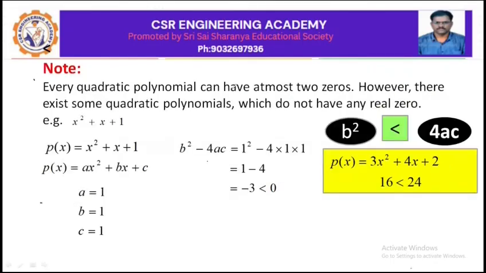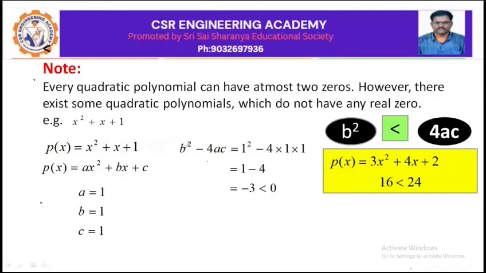Every quadratic polynomial can have at most 2 zeros. However, there exist some quadratic polynomials which do not have any real zero. Example: x² + x + 1. Let p(x) = x² + x + 1. Compare with p(x) = ax² + bx + c. Here the x² coefficient is 1, so a = 1, the x coefficient is 1, so b = 1, and the constant value is 1, that is c = 1.